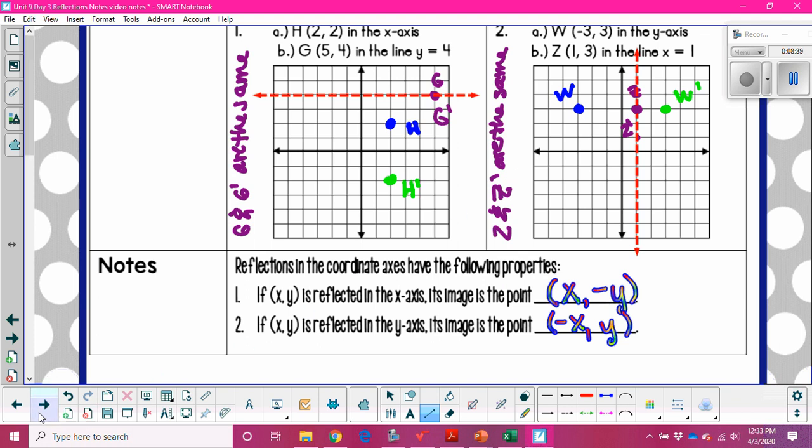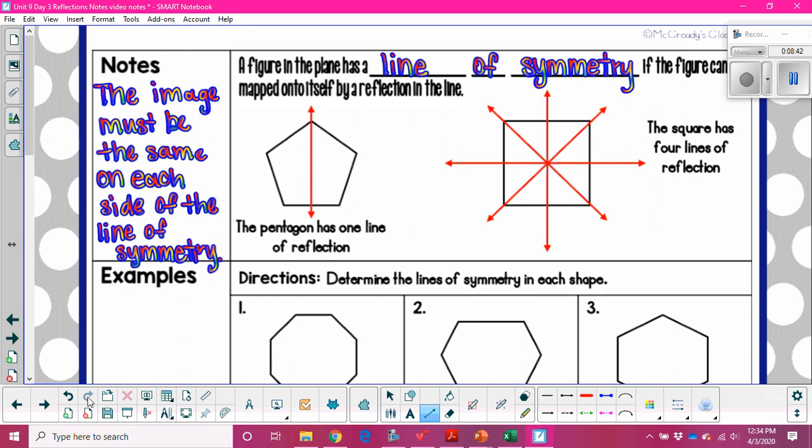Okay, so looking at the next thing, talking about lines of symmetry. A figure in the plane has a line of symmetry if the figure can be mapped onto itself by reflection in the line. So the image must be the same on each side of the line of symmetry. Looking at this polygon right here, this polygon is a pentagon and it has one line of reflection going through the center. It is a regular polygon, so it actually has more than that.